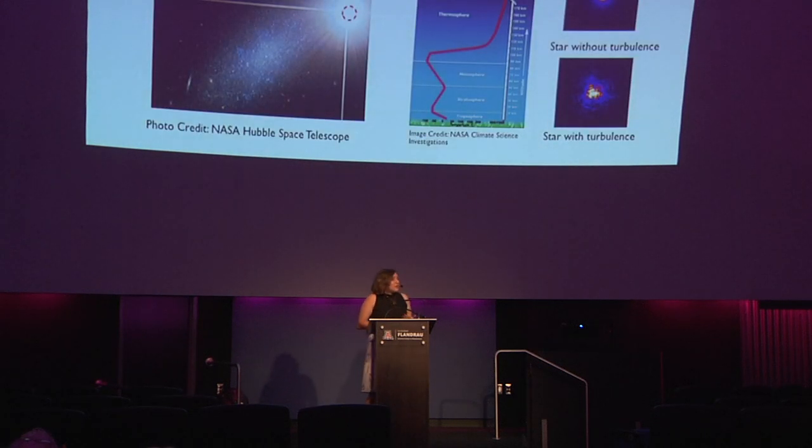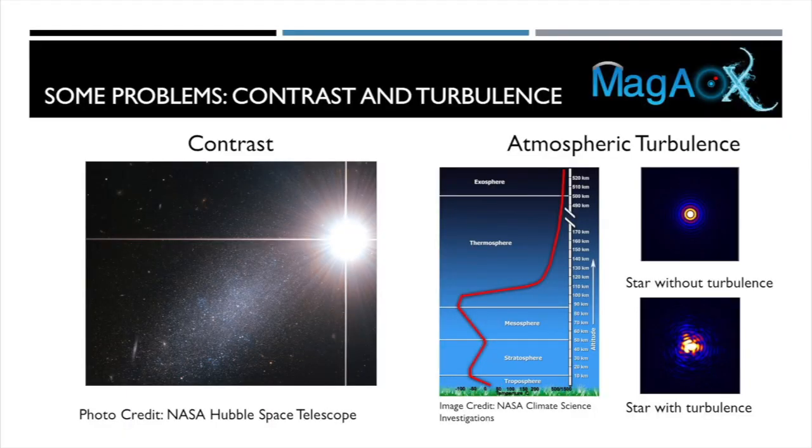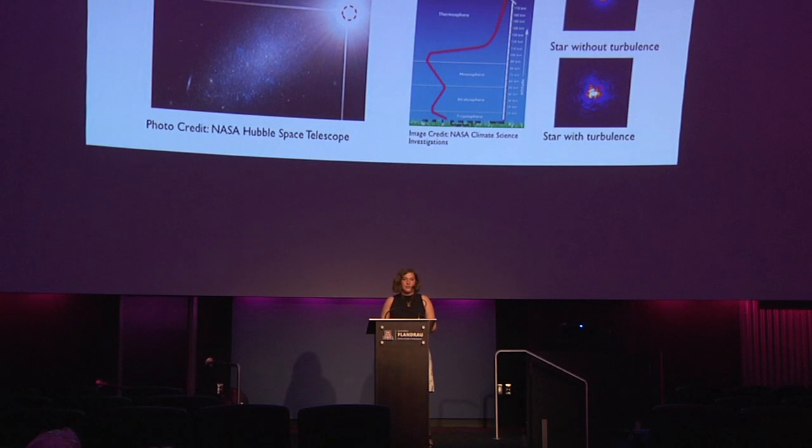And so two of the other problems are contrast and atmospheric turbulence. So the contrast problem is that stars are extremely brighter compared to their host planets. So stars are about 10 billion times brighter than their planet. Put another way, if you're getting 1 photon of light from your planet, you're getting 10 billion from your star. So the star signal really swamps out your exoplanet signal, so it's really hard to see.